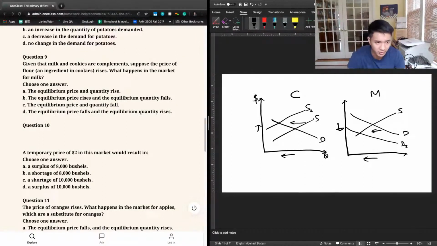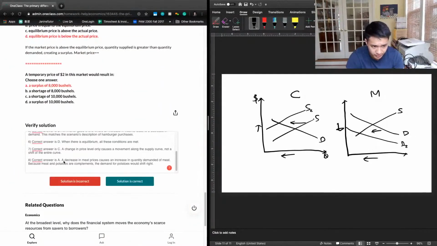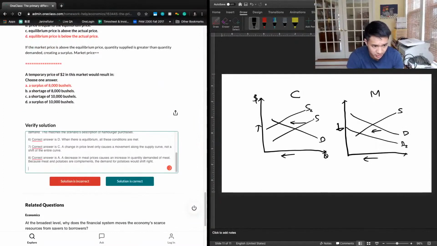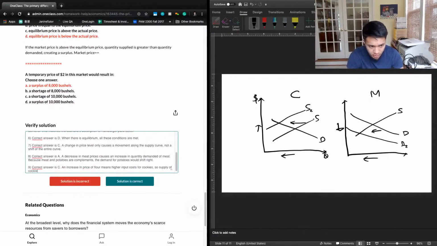Let's take a look at the previous year's answer. I didn't answer it. So we go to 9. Correct answer is C. An increase in the price of flour means higher input costs for cookies. So supply of cookies shifts left. This increases cookie prices and decreases quantity of cookies demanded.